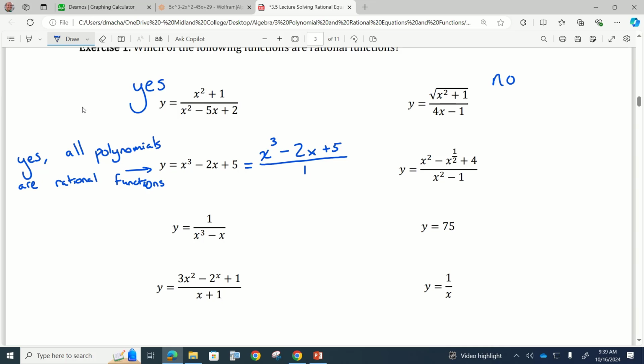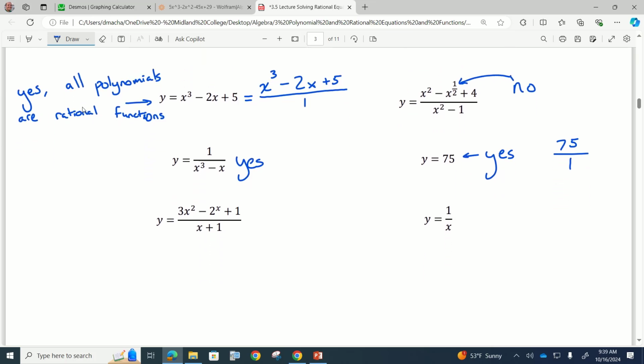Is this one a rational function? No, because the numerator is not a polynomial. Polynomials can only have natural number exponents. Is this a rational function? Yes. Is this a rational function? Yes. Because 75 is a really boring polynomial of degree 0. And so that is technically one of the rational functions.